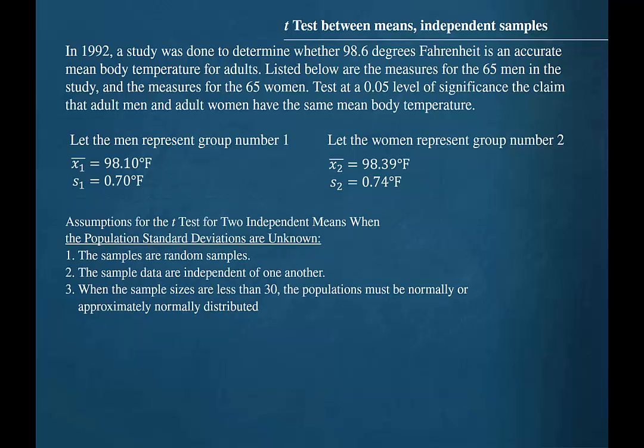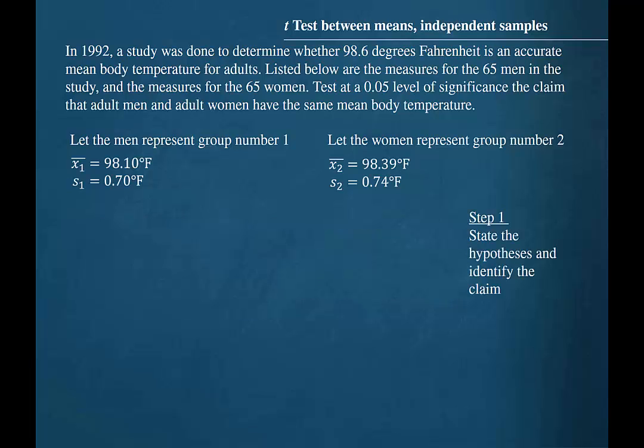There are assumptions that must be satisfied when testing for the difference between means when the population standard deviations are unknown. 1. The samples are random samples. 2. The sample data are independent of one another. 3. When the sample sizes are less than 30, the populations must be normally or approximately normally distributed.